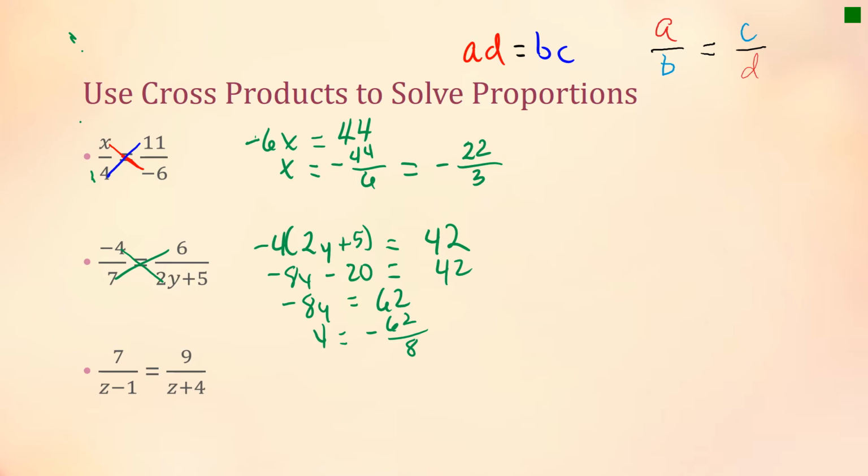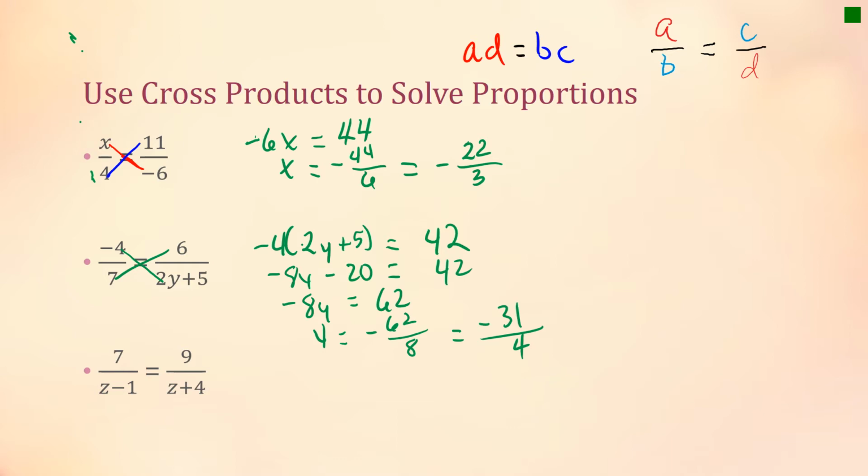Let's see, can we simplify that? Well, -62 is an even number, and 8 is an even number. Let's see, we'll start by dividing by 2. So -62 divided by 2 is -31, and 8 divided by 2 is 4. And once again, I think that's about as far as I can go.